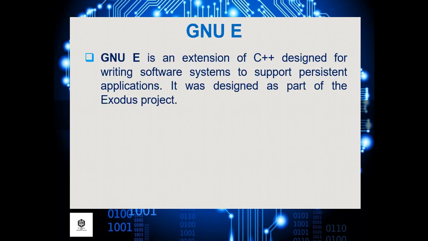GNUE. GNUE is an extension of C++ designed for writing software systems to support persistent applications. It was designed as part of the Exodus project.